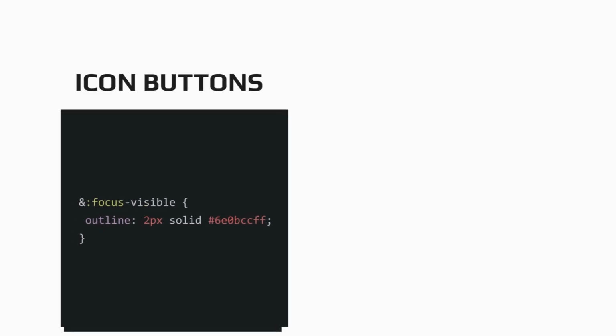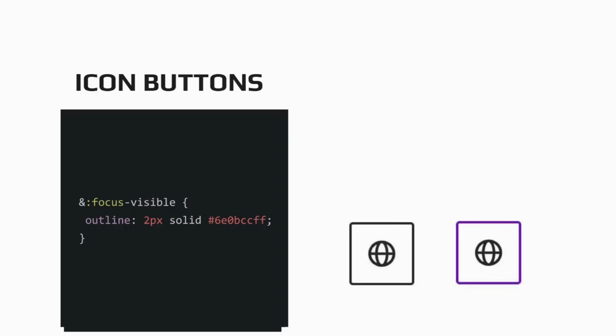Maximum, you can find a compromise. If, for example, the designer doesn't want you to see a focus on the mouse click, but you need to see it when you come with the tab key, then, for example, you can use focus-visible and outline.